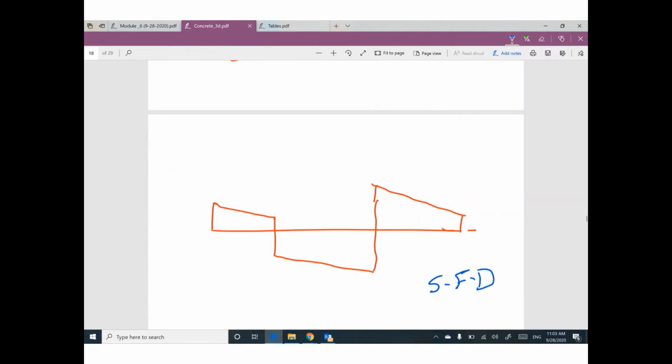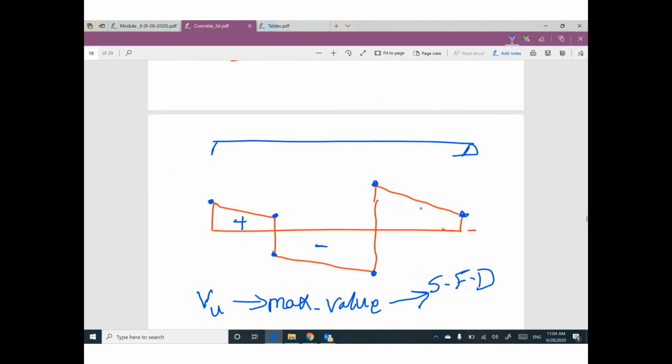What is the value here? What is the value here? What is the value? I don't care which one is positive, which one is negative. I don't care about sign. What is the value here? And get the maximum one. So V ultimate is the maximum value from the shear force diagram. Because sometimes your beam has uniform, has concentrated, has moment, has something different. So you have to draw the shear force diagram first to figure out the maximum value of shear.